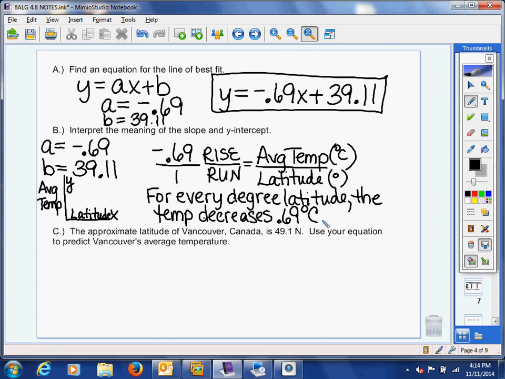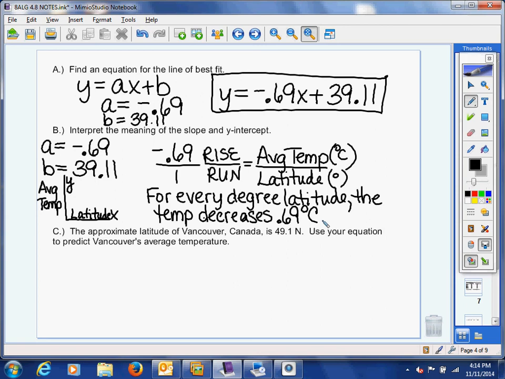On an algebra state test, or even on my test where it's multiple choice, you're going to have to read the choices and select which one makes the best sense in that case. There might be some that sound pretty good, but are they the best choice? So please be careful with that, okay?